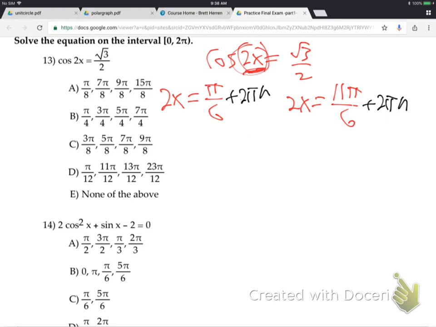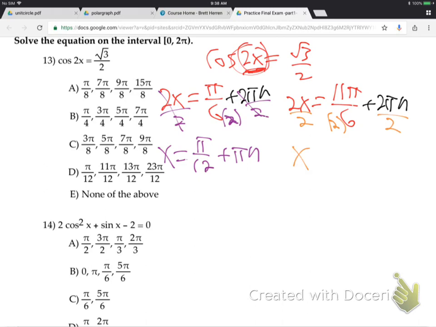And then you divide through by 2. Multiply the denominator by 2 and divide by 2. Remember, when you divide through by 2 to get plain x, you have to multiply the denominator. So you get pi over 12 plus, and these 2's cancel, pi n. Same thing over here. Divide through by 2. Multiply the denominator by 2. So x equals 11 pi over 12 plus pi n. Remember that? See what I just did, divided through by 2 to get x alone?